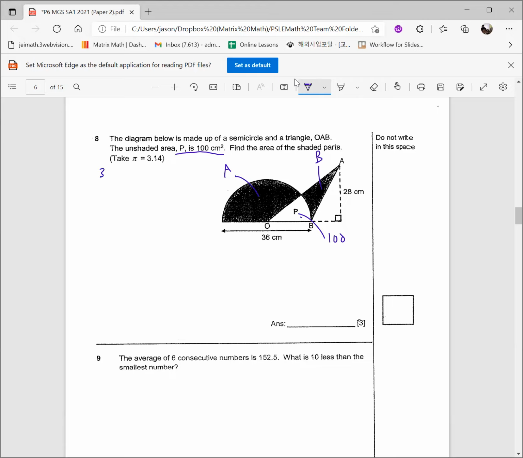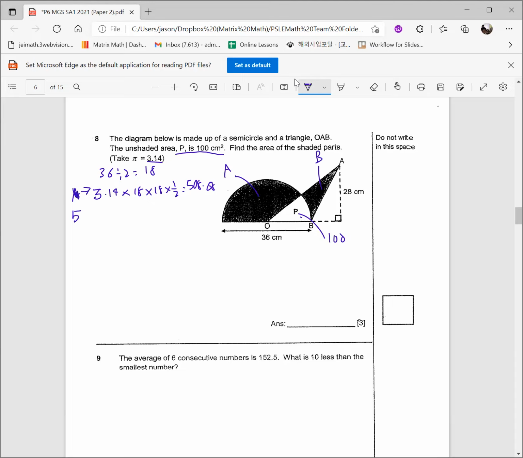The radius will be 36 divided by 2, 18. Use the right formula. So area of semicircle will be pi. Pi in this case is 3.14. Just make sure you use the right pi, 3.14. Do not assume it's 22/7. Pi times radius, 18 times 18 times half. That gives you 508.68.